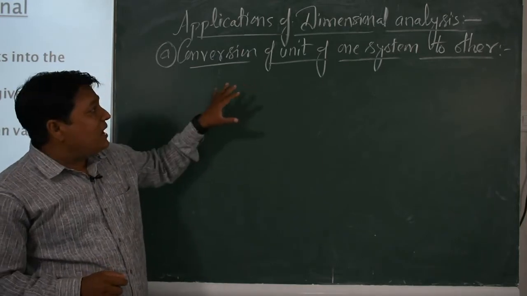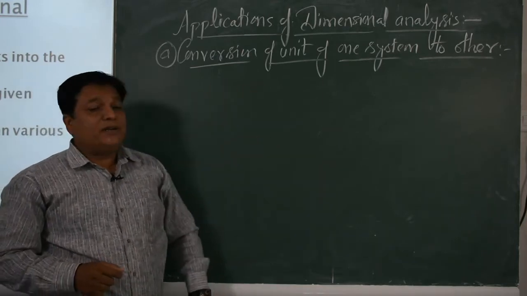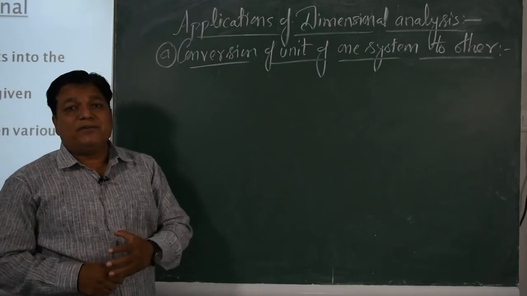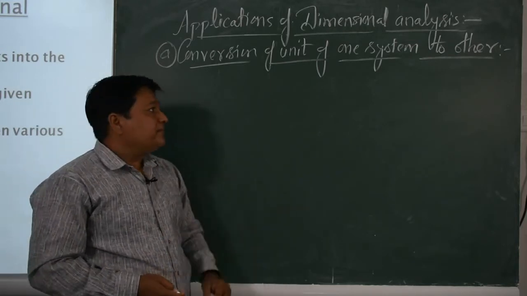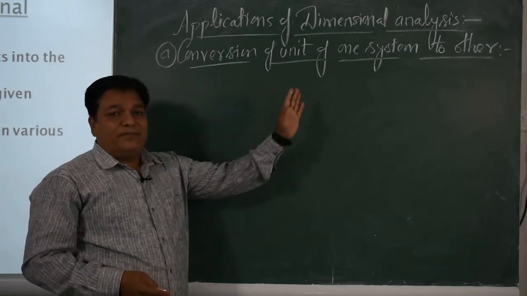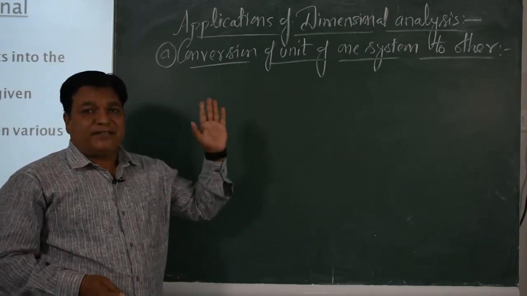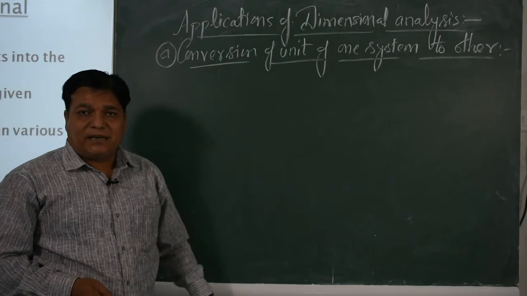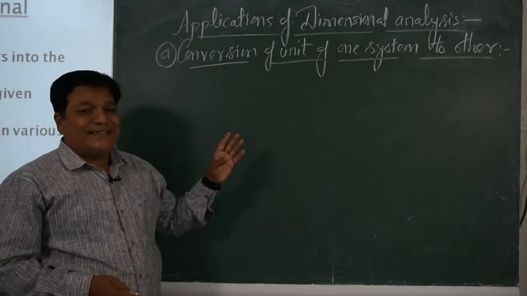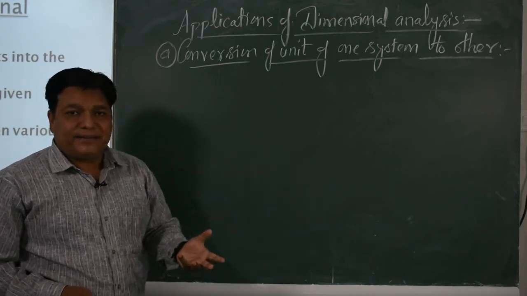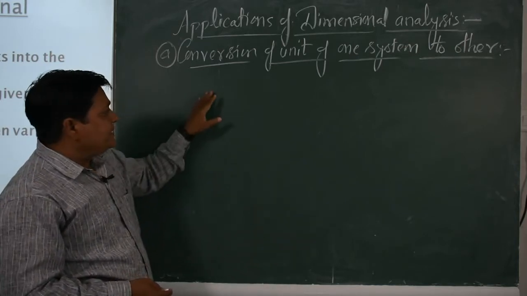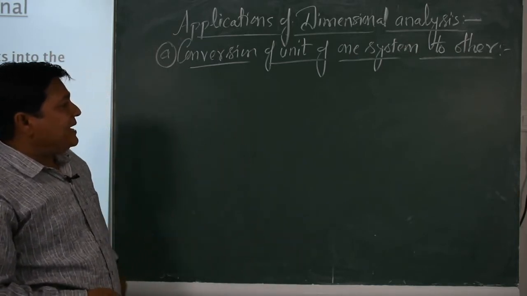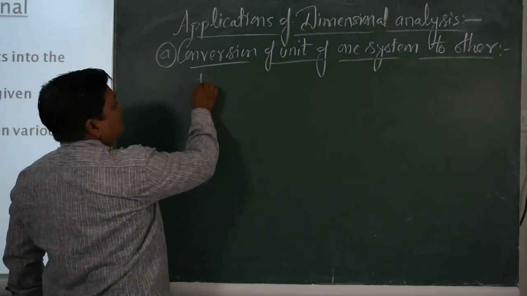So how do we convert the unit of one system into another by using the dimensional formula? We have seen that generally four systems are there: CGS system, MKS system, FPS system, SI system. Okay, so we take the MKS system, 1 Newton of force.